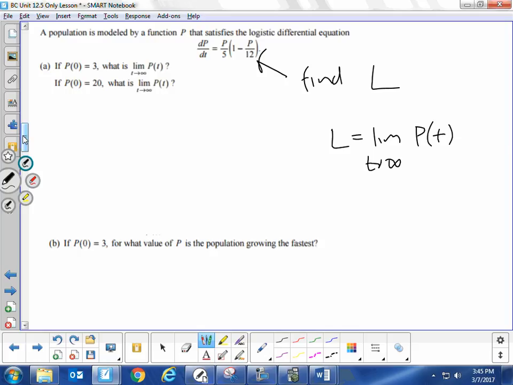Now, the only way you can find L is to just remember what a logistic differential equation looks like, its general form in terms of its derivative, and then say, oh, L is what? 12. Your answer for part A is 12 for both parts.